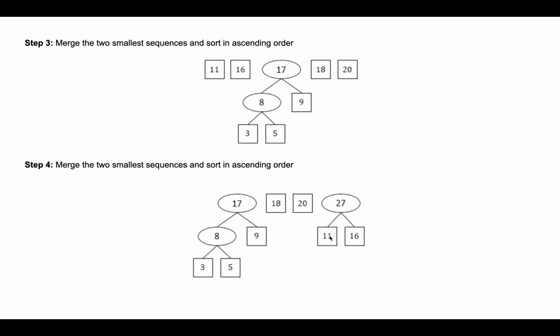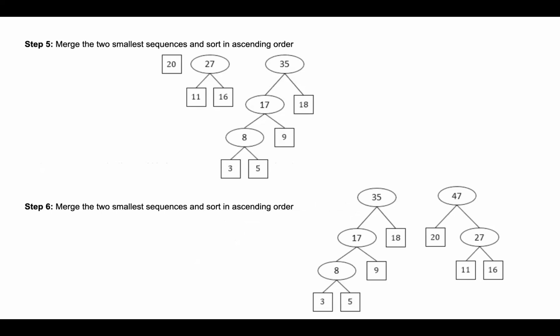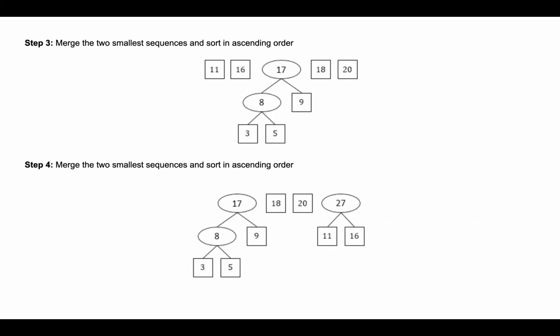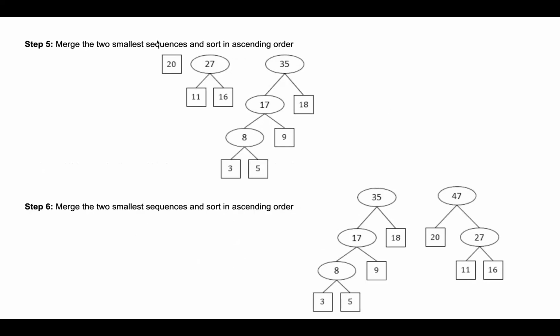27 is again consisting of 11 and 16. Okay, like this. Then again we will take the next two smallest numbers, which are 18 and 17. It becomes 35. 35 again comes at the last place. So how it will be? 20, 27, 27.